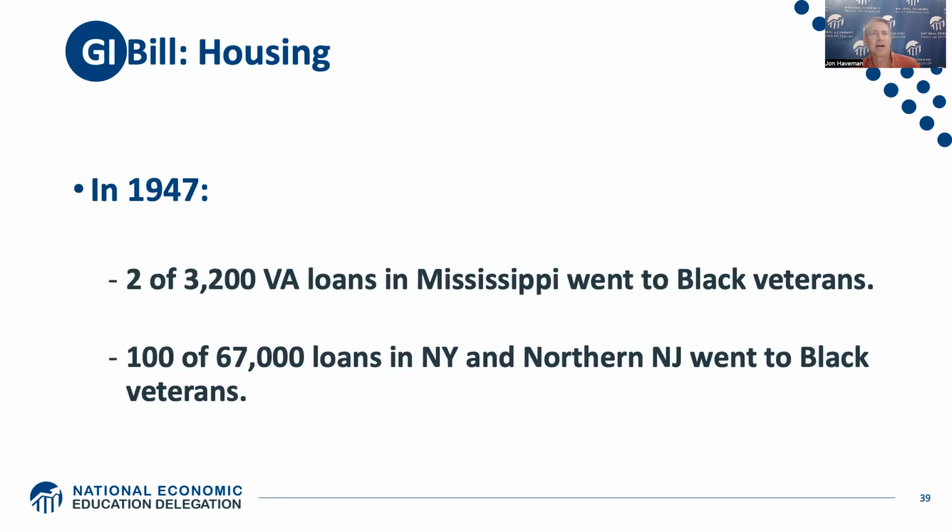Let's look specifically at housing. Right, in 1947, two of 3,200 Veterans Administration loans in Mississippi went to Black veterans, just 2. In New York and Northern New Jersey, 100 of 67,000 loans went to Black veterans. So you can see, sure, there are more white veterans than there are Black, but there aren't 670 times more white veterans than there were Black. So enormous discrimination in handing out these loans.